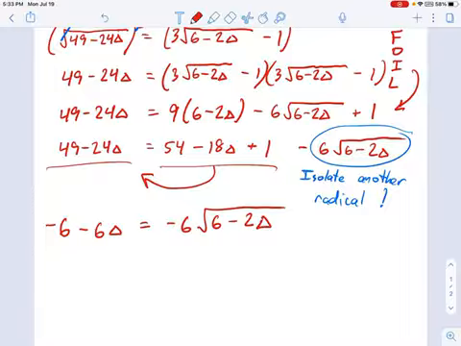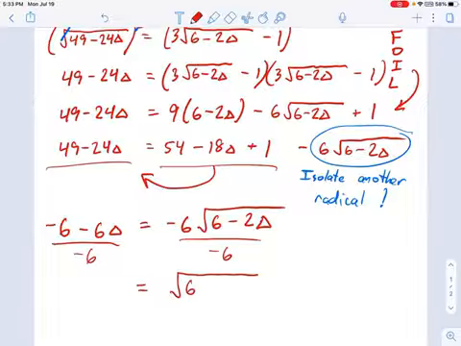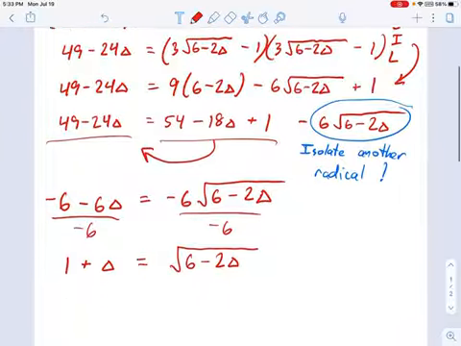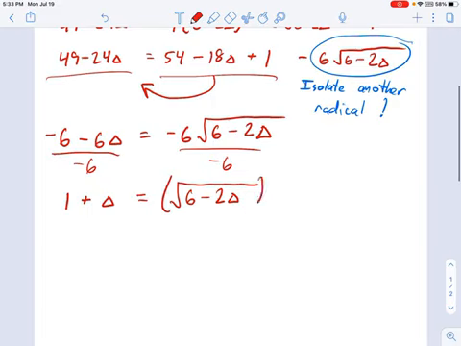So this is a treat, right? I have -6's everywhere. I can just divide both sides of the equation by -6 to help isolate the radical on the right side. And this is going to be equal to 6 minus 2 delta. And the left side is going to be equal to 1 plus delta. Okay, not so bad. Now we're going to square both sides and see where that puts us.